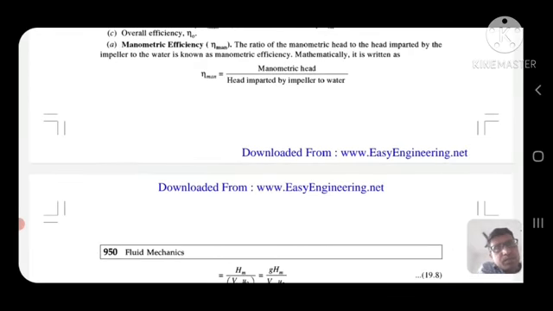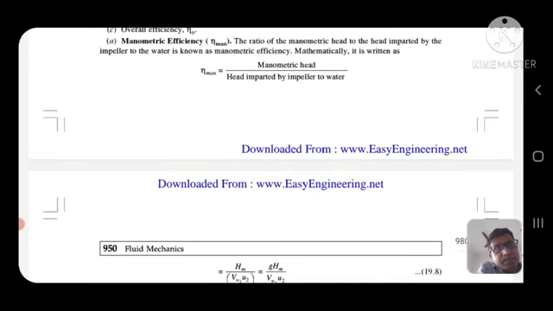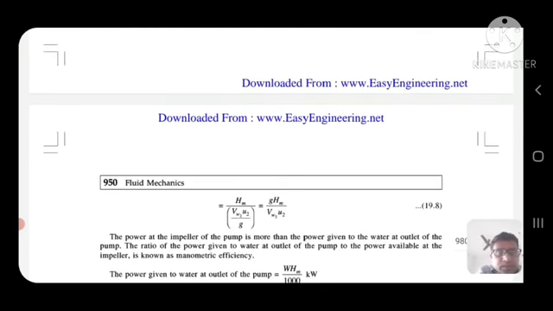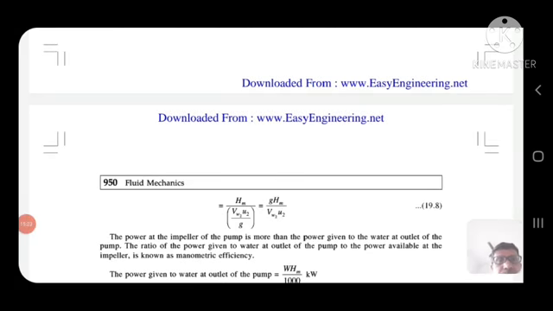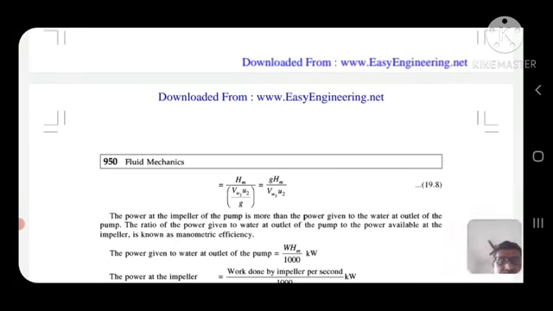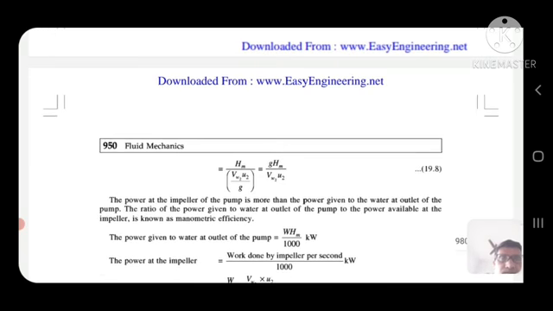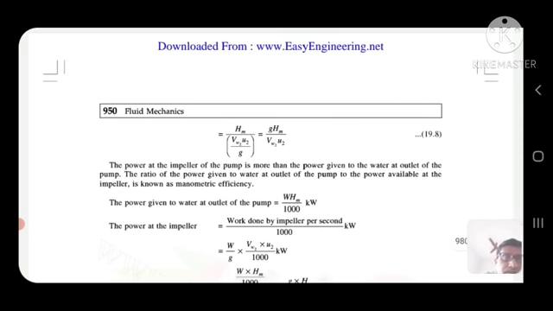Manometric efficiency: the ratio of manometric head to the head imparted by the impeller to the water is known as manometric efficiency. Mathematically, it is written as manometric head divided by head imparted by the impeller to the water. So eta M is equal to g HM by Vw2 U2. The power of the impeller of the pump is more than the power given to the water at the outlet of the pump.